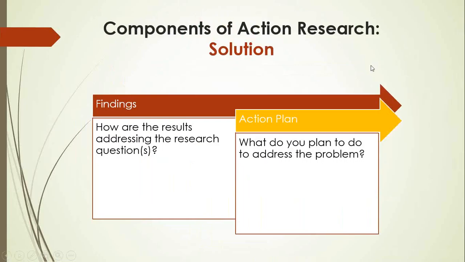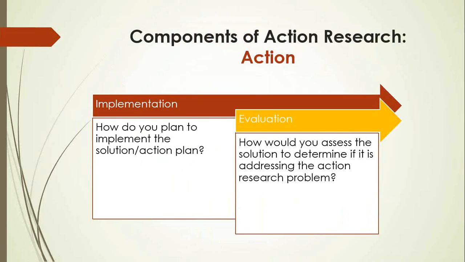So the next one is the solution. So after you've analyzed your data, you come up with your findings, right? Then how are the findings addressing your research question, right? Ask yourself that. And then based on the findings, you come up with an action plan. What should be done? What action should we take in order to address the problem that you have identified? What action? So you list, based on the finding, you list the specific action that should be taken, right? And the last one is the action itself, right? How are you going to implement the action plan or the solution?